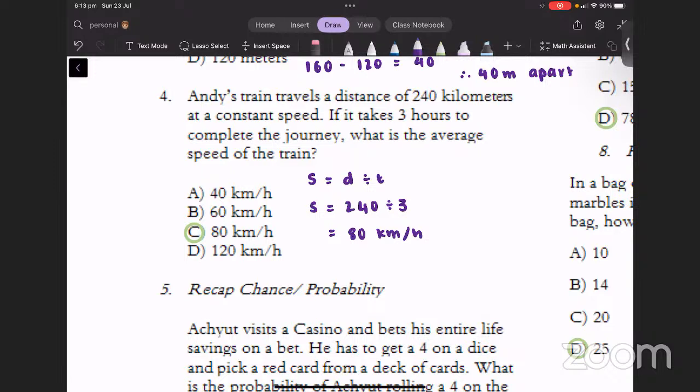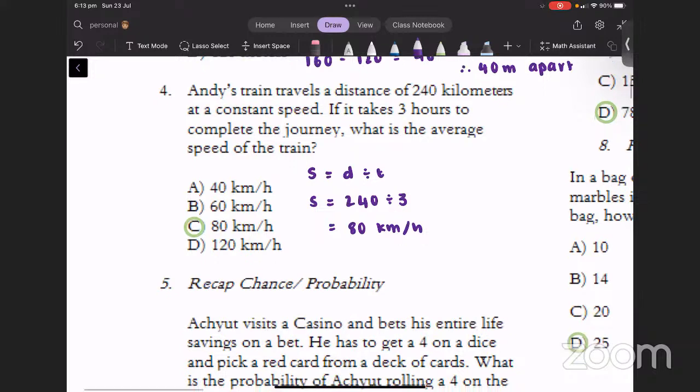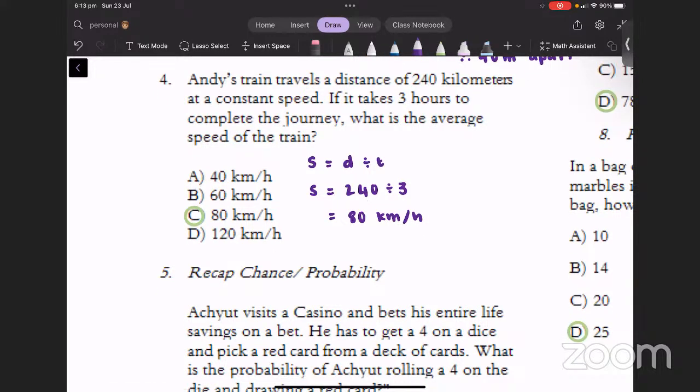240 divided by 3 gives us 80, right? Because if you didn't know how to do that, you could say that 24 divided by 3 is 8, and then you chuck that 0 back on. So we have the answer as being 80 kilometers per hour, which was C.